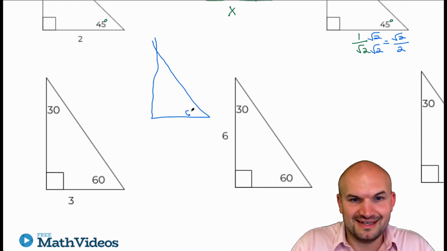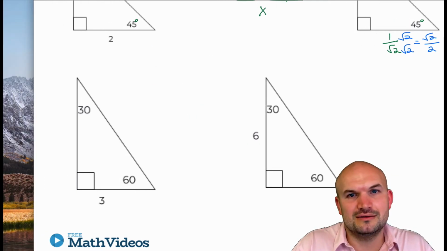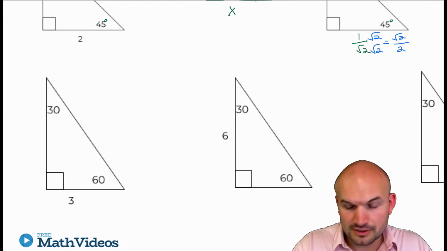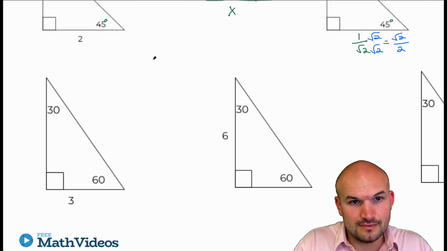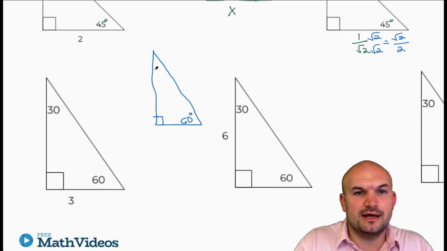Okay, let's try that again. You got to have your long leg and your short leg. Okay, and so therefore that's 60 degrees, and that is your 30 degrees.